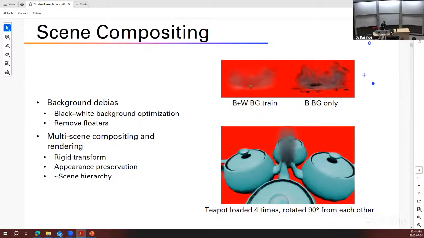And then scene compositing. Well, I already talked about my background debias. But at the moment, you can load multiple scenes together. You apply a rotation matrix along the z-axis, and get teapots that don't destroy each other's appearances, and the smoke is pretty much as you'd expect, like the vapor coming from the teapots, maybe a bit too opaque for vapor, but the transparency is well handled.